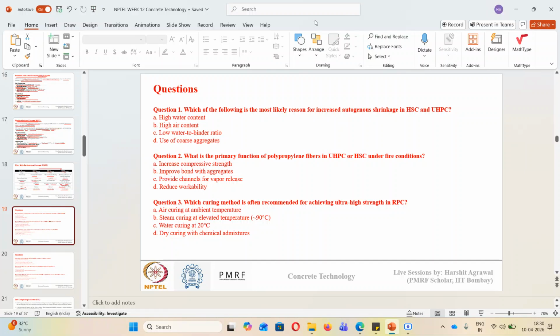Okay, so the first question says, which of the following is the most likely reason for increased autogenous shrinkage in high strength concrete and ultra high performance concrete? So do you know what autogenous shrinkage is? It is the shrinkage happening due to the hydration reaction of cement and water.